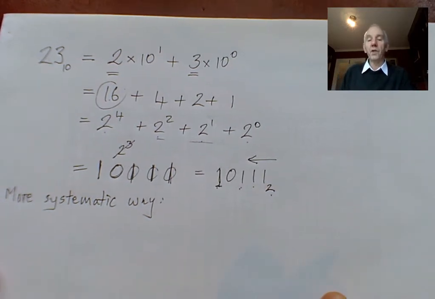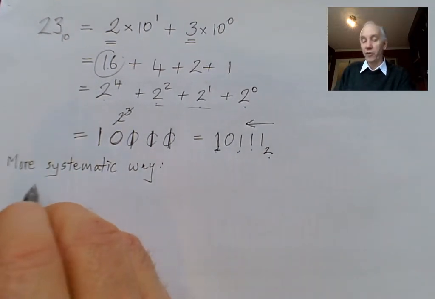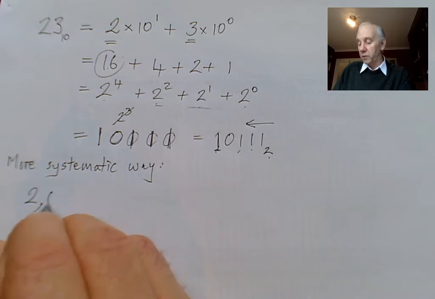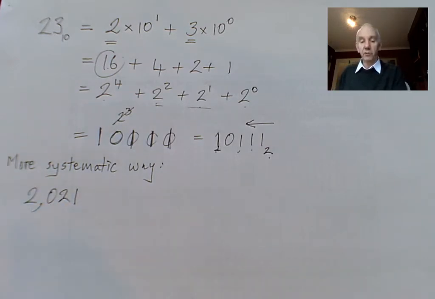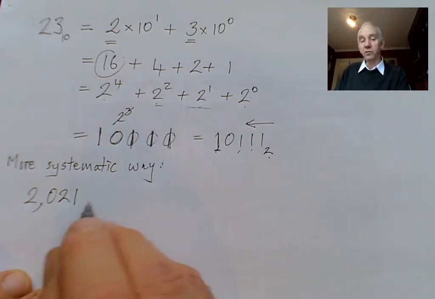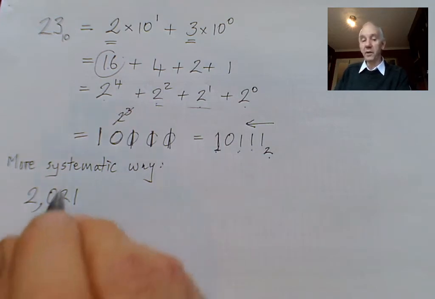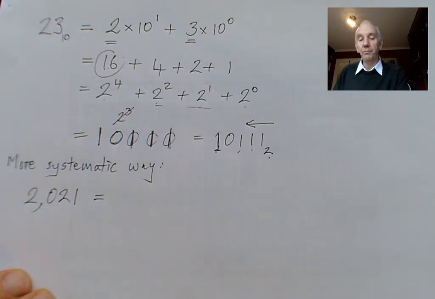So in this more systematic way, I'm going to do a different example. So let me choose 2021. Okay, I should be teaching in this year, so it sort of proves that I'm in the right decade at least. Actually, I am recording this in 2020, but nonetheless. Let's try and express this in binary.